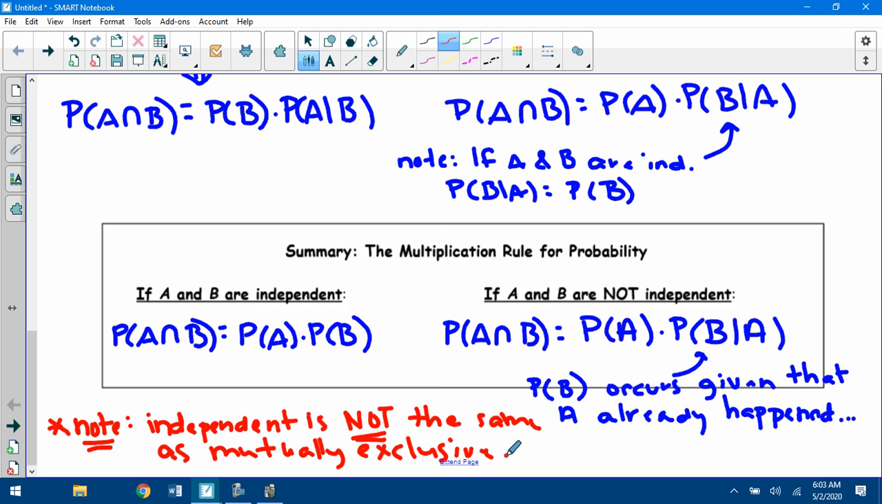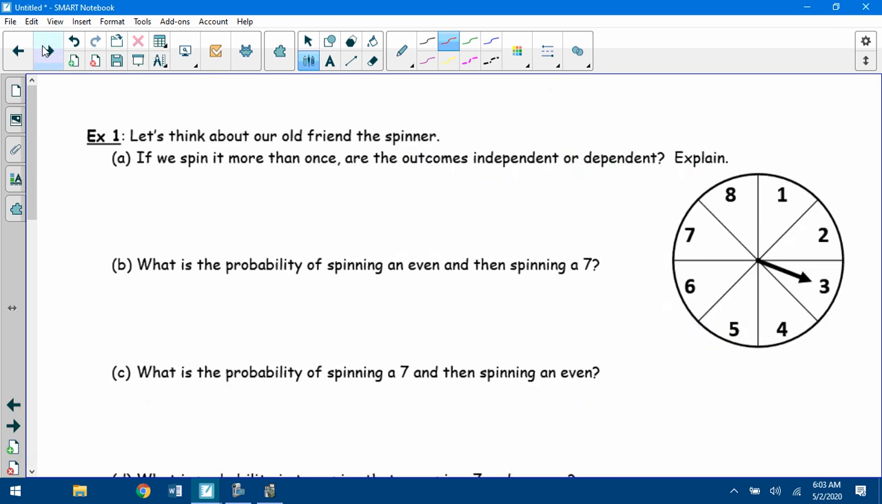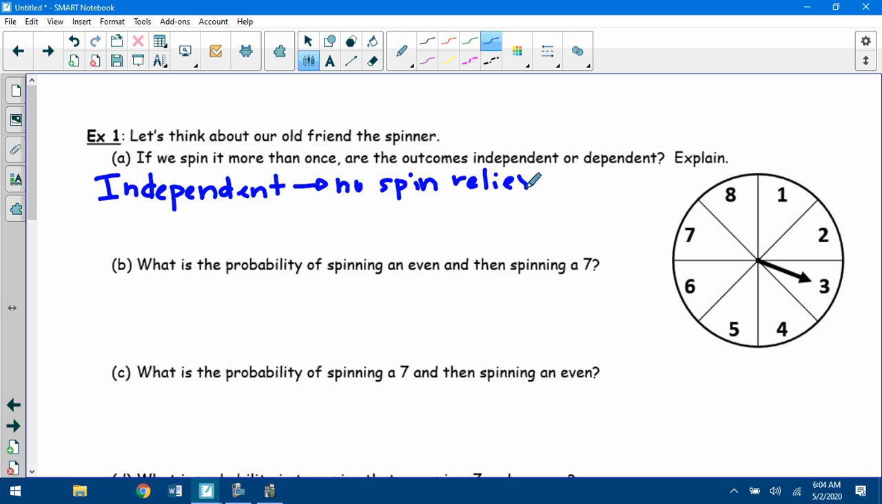Okay, let's get to some examples. We'll start back with the spinner again. Same spinner you've seen on a bunch of note days. If we spin it more than once, are the outcomes independent or dependent? So if I spin this one time, look where it lands. Spin it again, look where it lands. Is that independent or dependent? Hopefully you're all thinking independent. And to explain it, no spin relies on the outcome of the previous spin.